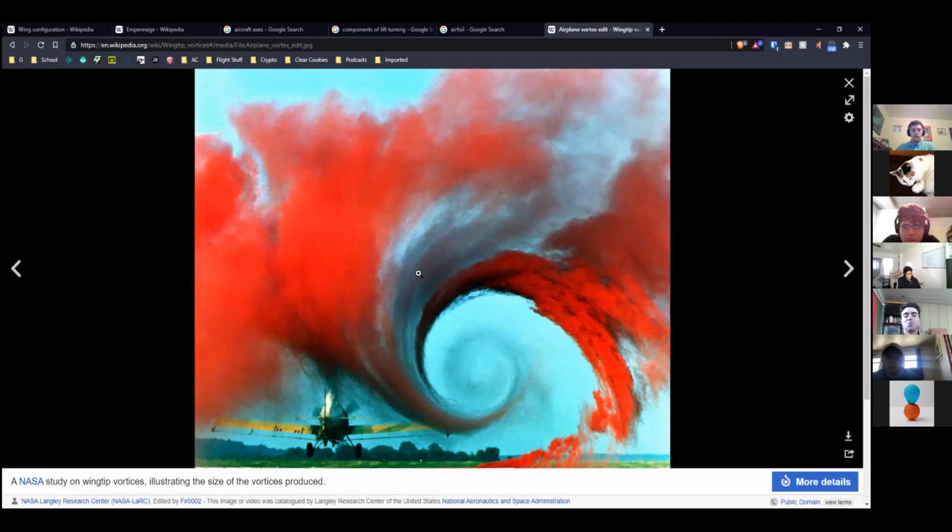It looks cool, but it's terrible for performance because all of the energy your plane has that's going into creating this vortex is not going into lifting the plane up. So the stronger this vortex is, the more lift you're losing. The smaller you can make this vortex, the more lift you can keep for lifting the plane.